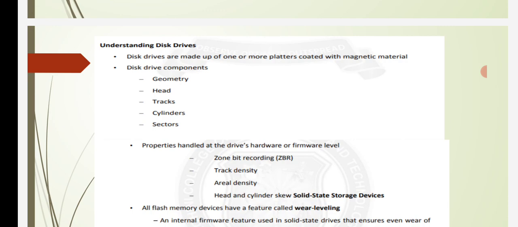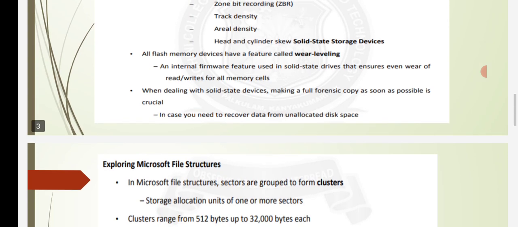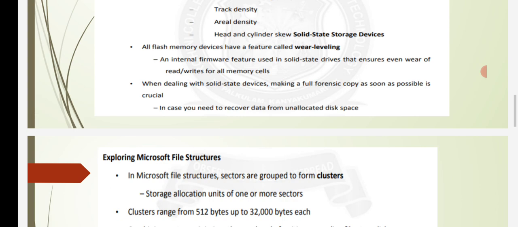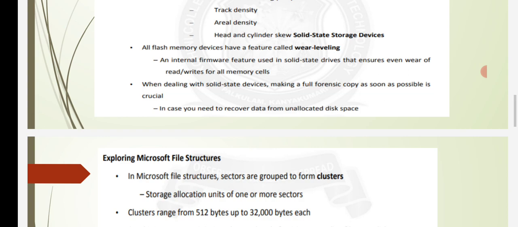Understanding the disk drive. Disk drives are made up of one or more platters coated with a magnetic material. The disk drive components are geometry, head, track, cylinders and sector. The properties handled at the drive hardware or firmware level are zone bit recording, track density, areal density, and head and cylinder skew. Solid state storage devices: a flash memory device has a feature called wear leveling. When dealing with solid state devices, making a full forensic copy as soon as possible is crucial.